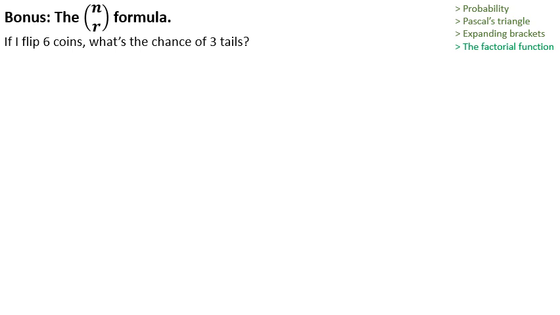Welcome to the bonus section. This is where we're going to look at the n choose r formula a little more carefully and see perhaps a bit of why it involves the factorial function at all. To do this, we're going to return to the question we previously answered.